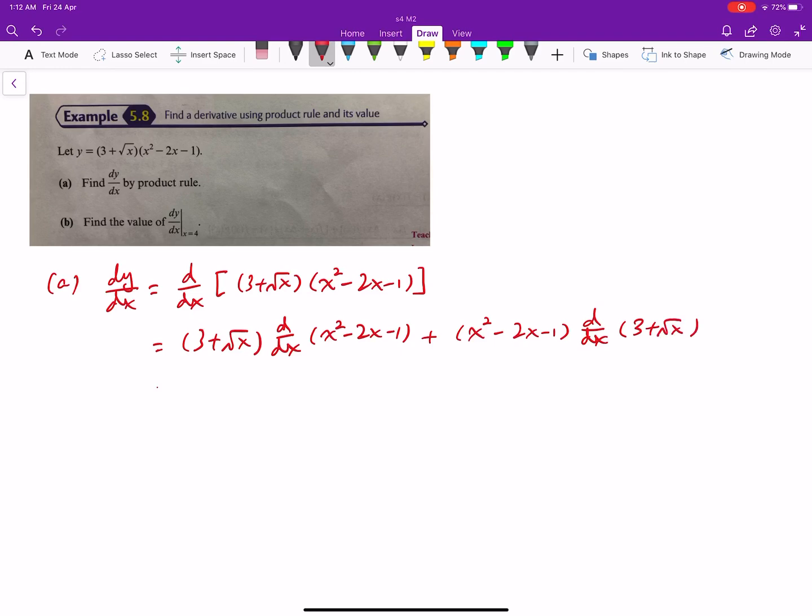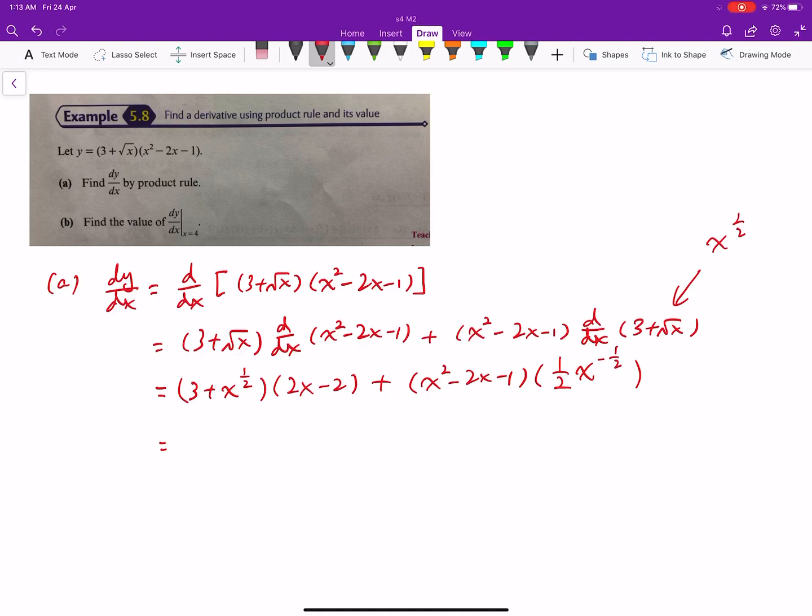Here, bear in mind square root x is x to the power 1 over 2, so we make it x to the power 1 over 2 first, and then differentiate this one, we get 2x minus 2. Here, this is x to the power 1 over 2. Differentiate this one, we put the number in front of the term, and then we get x, and then this minus 1, so we get negative 1 over 2.